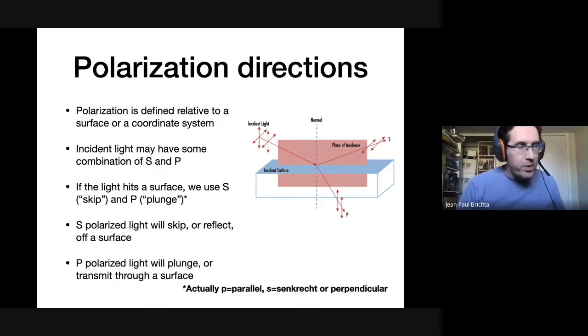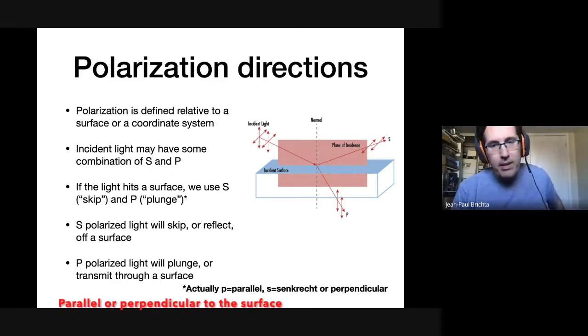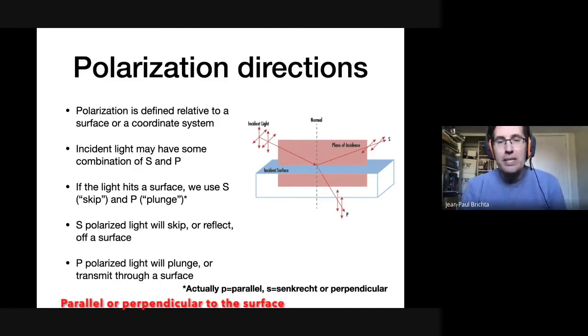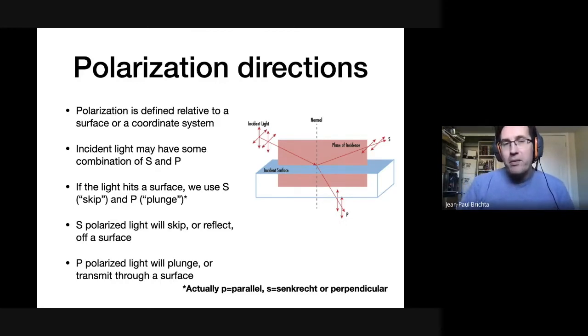Now, full disclosure, even though my professor used these words, that's not actually what they stand for. S doesn't stand for skip, P doesn't stand for plunge. Those are just mnemonics to help you remember them. In actuality, P stands for parallel, and S comes from the German senkrecht, which means perpendicular. I think I pronounced that right, or close. Any Germans out there, let me know about my pronunciation. So that's what those actually mean.